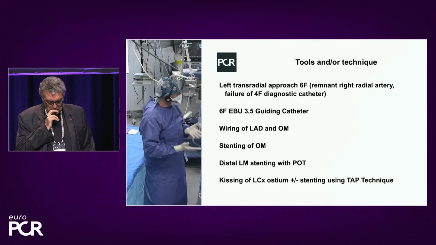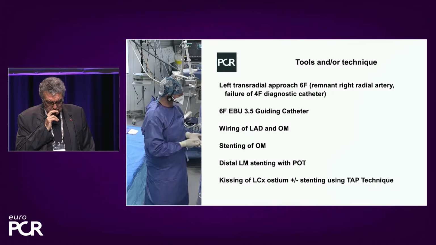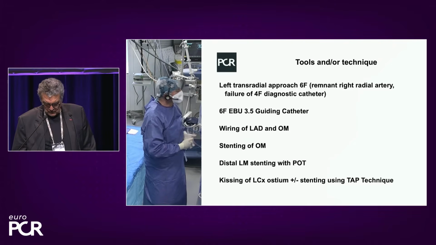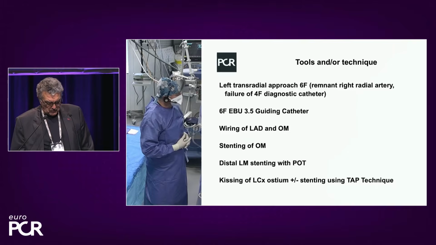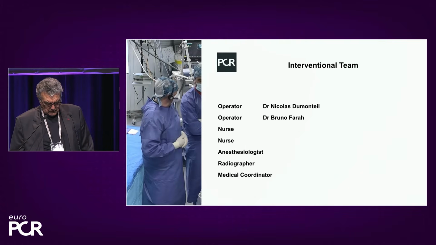We will do wiring of the LAD and the first marginal, then stenting of the first marginal because it's a quite distal lesion, then stenting of the distal left main using POT, and then evaluation of the circumflex, probably a kissing, and then see if needed to use an additional stent using the TAP technique. Okay, this is the strategy, and maybe now we can move to perform the case.